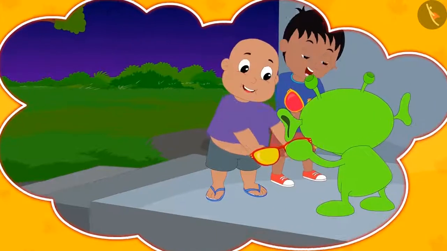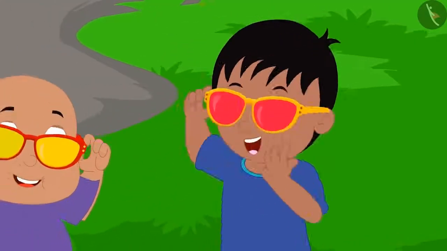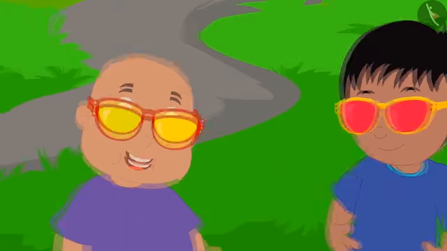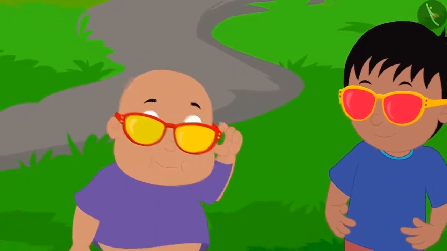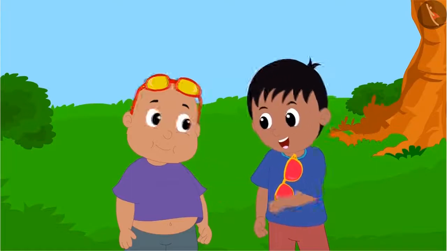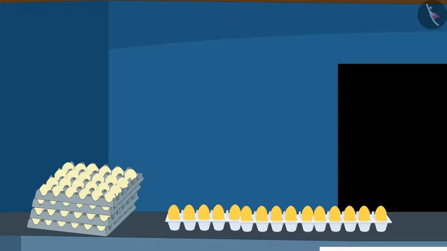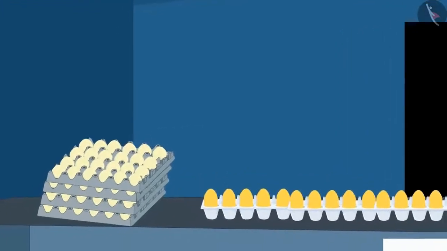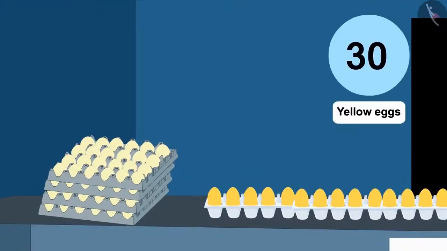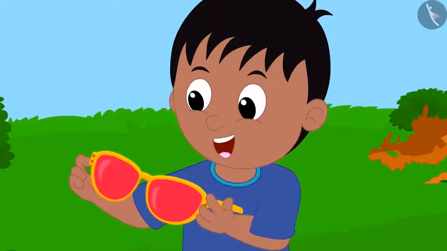Raju and Bablu were given glasses by Jeev as gifts. Now Raju and Bablu are wearing these glasses to see what is unique about these glasses. First, Raju and Bablu reached the shop where Sher Khan is selling eggs. There they saw that Sher Khan had 30 yellow eggs and 120 white eggs.